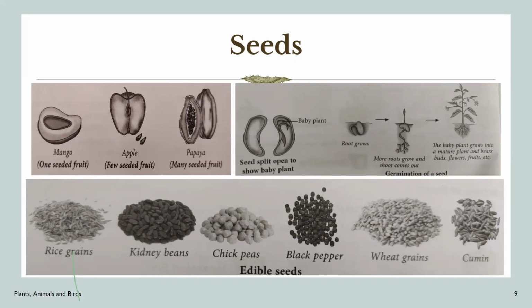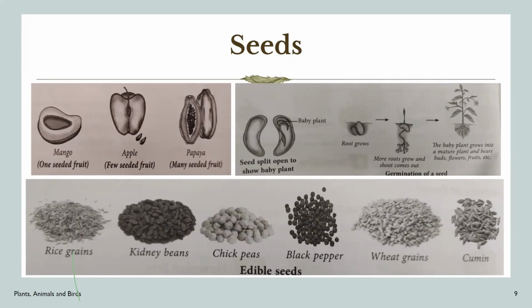We can eat them. Now, there are many spices which are used in your kitchen, such as mustard, the black one, cumin seeds, black pepper. These are also seeds. Yes, ma'am. Now, what are edible seeds?